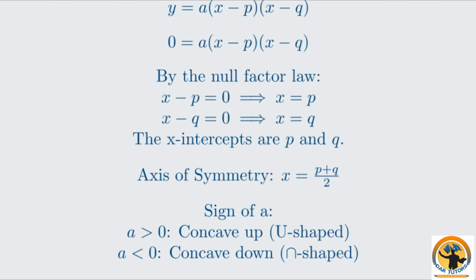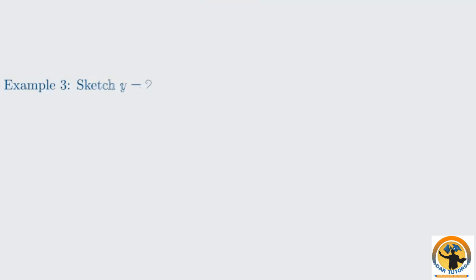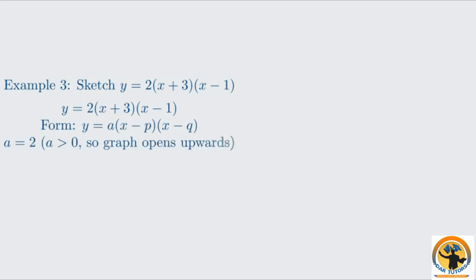Let's summarize. The factored form y equals a times x minus p times x minus q gives us the x-intercepts at p and q, the axis of symmetry at their midpoint, and the direction and width of the parabola from the coefficient a. Let's put this into practice with an example. We will sketch the graph using axes-intercepts and state the equation of the axis of symmetry. Our function is y equals 2 times the quantity x plus 3 times the quantity x minus 1.